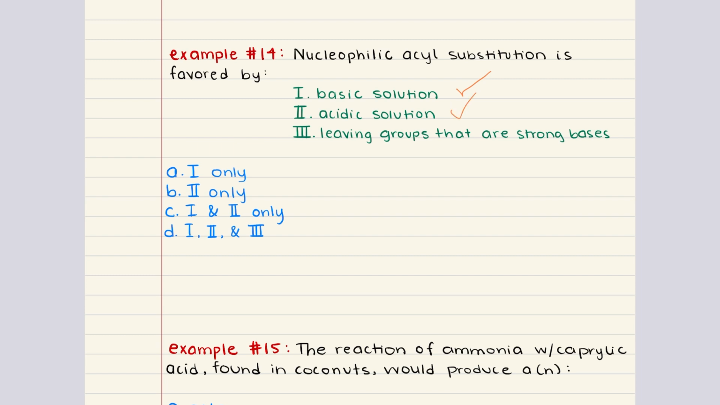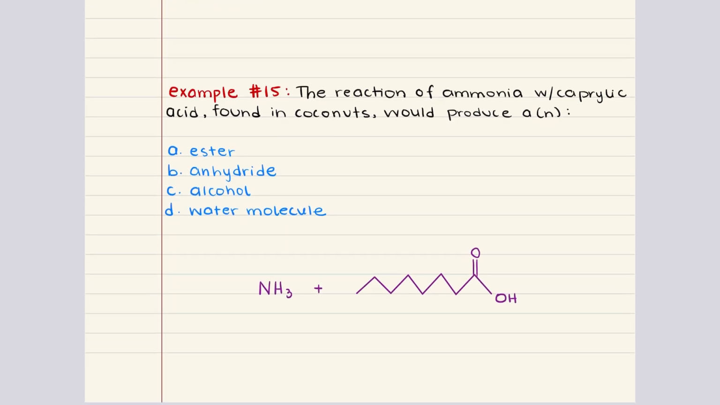Statement 3 says leaving groups that are strong bases. This is not correct. In nucleophilic acyl substitution, the leaving group needs to be a weak base, not a strong base. A weak base is more stable after leaving, so it leaves more easily. If the leaving group were a strong base, it would prefer to stay attached, and that would make substitution much harder. So putting all that together, only statements 1 and 2 are correct. So 14 is C. Moving on to our last and final problem.